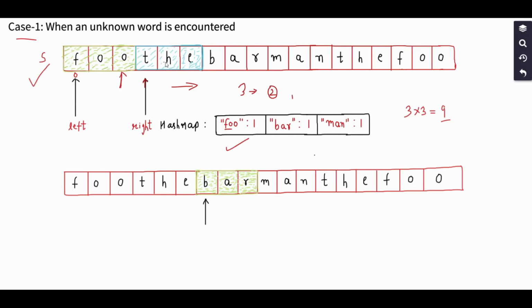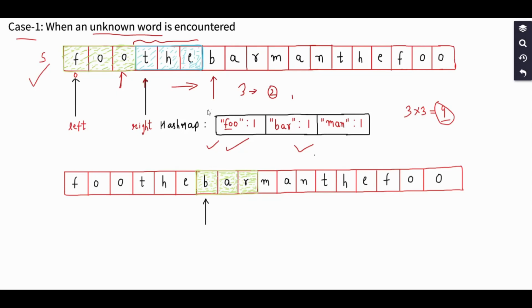We see that THE is not present in the given hash map. Therefore, here this is the case where we encounter an unknown word. So here we have encountered an unknown word, the. Therefore, no matter how far we move our right pointer towards the right, this substring of length 9 will always be invalid because it contains a word, the, which is not present in the hash map or the words array. So the wise decision here would be to start the left pointer right from this position.